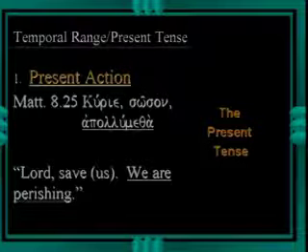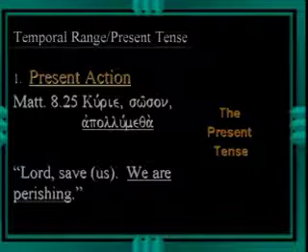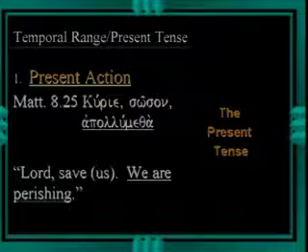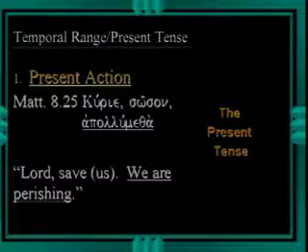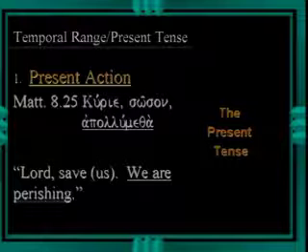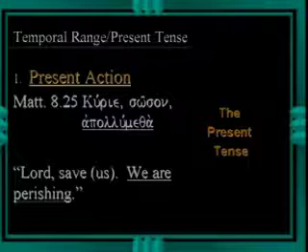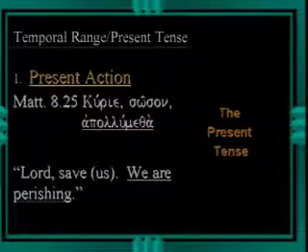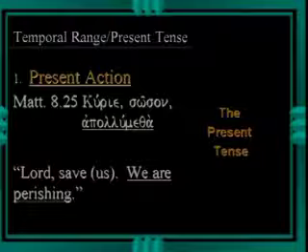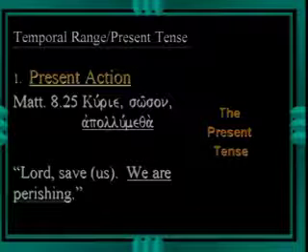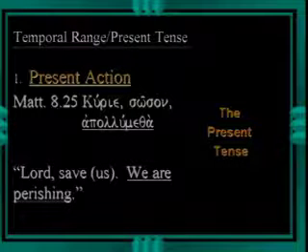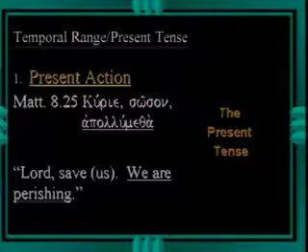All right, this is a good example from Scripture of the present tense where it does point to that issue of present action. Notice Matthew 8:25, "Lord, save us, sōson. We are perishing," apollumetha. Notice what the present tense is getting across there is that in this present time, there is something that's going on, and they are in the midst of it.